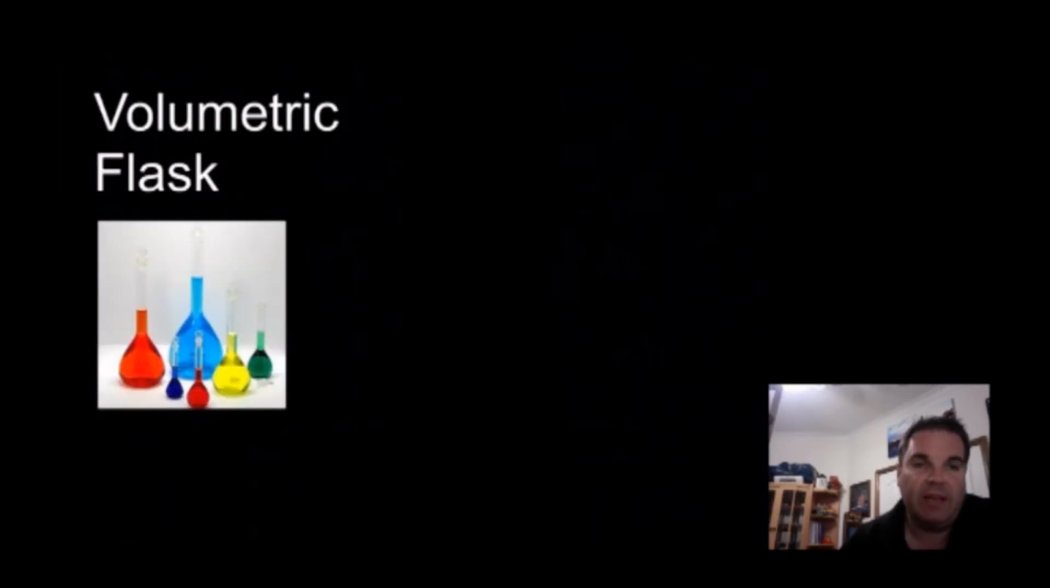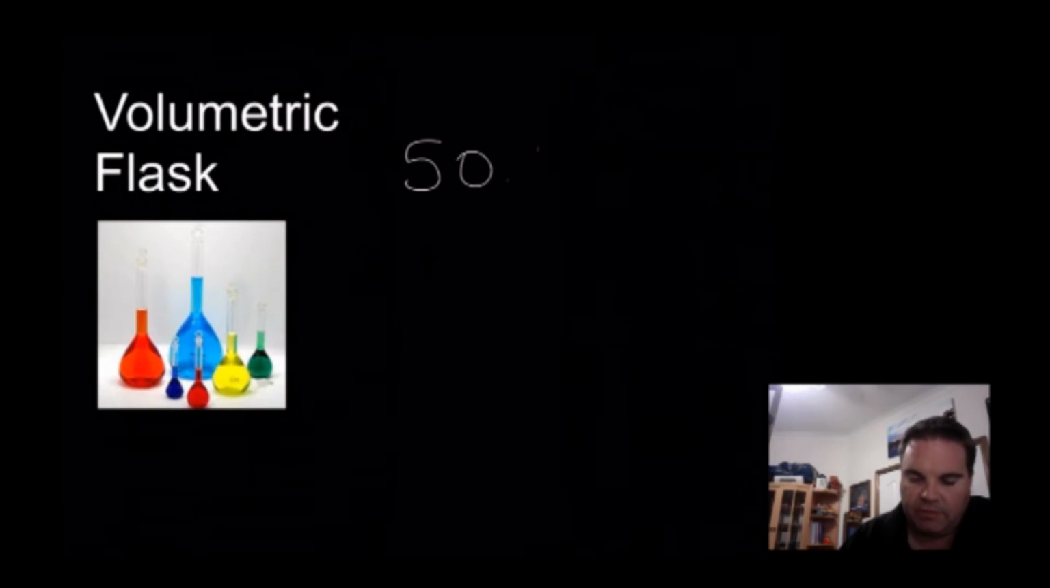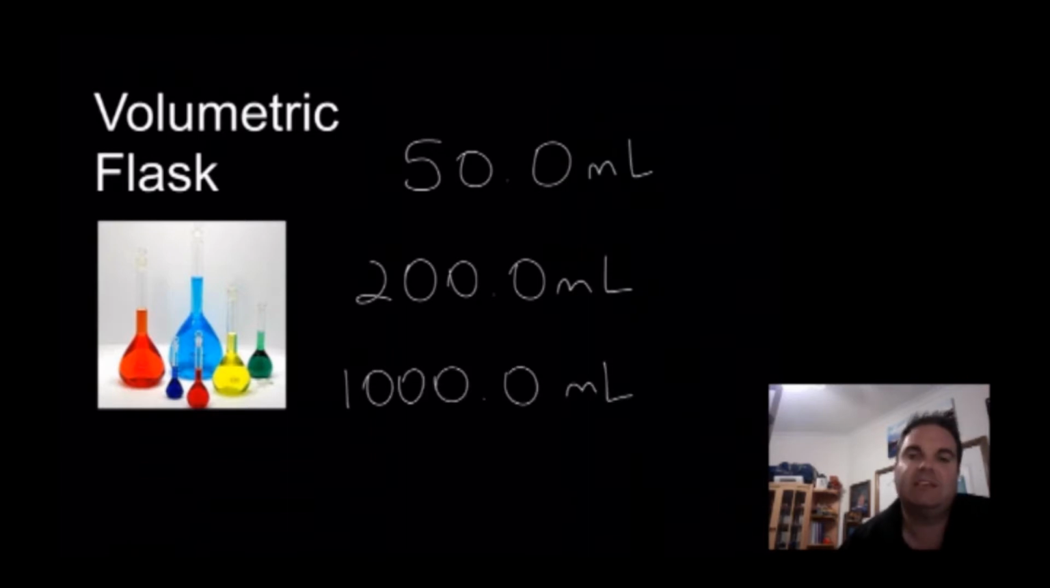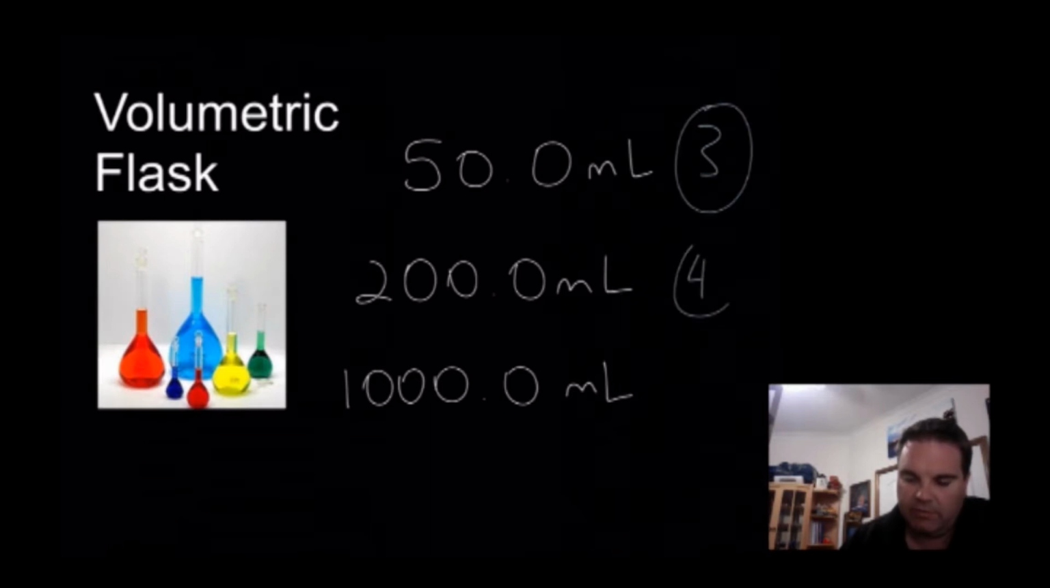If we're looking at volumetric flasks, they come in lots of different sizes. You could have a 50 ml volumetric flask, so it's a 50.0 milliliter volumetric flask. You could have a 200 ml volumetric flask. You could have a 1 liter also, which is 1000.0 milliliters. Volumetric flasks actually change in the number of significant figures that they have. All of them are to 1 decimal place, but this is 3 significant figures, this is 4 significant figures, this is 5 significant figures. So it depends upon the size of your volumetric flask as to how many significant figures you've got.